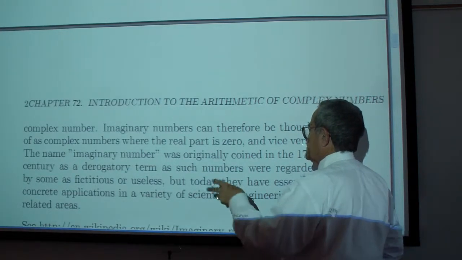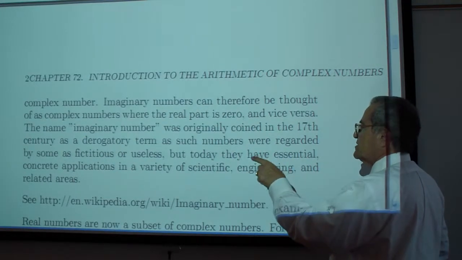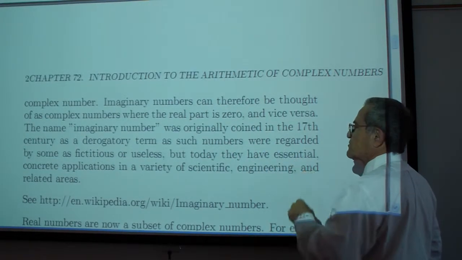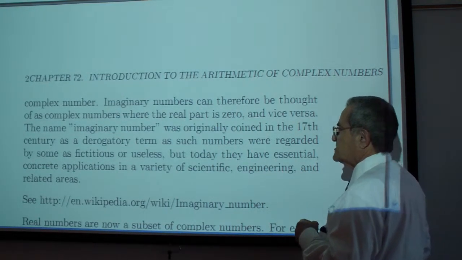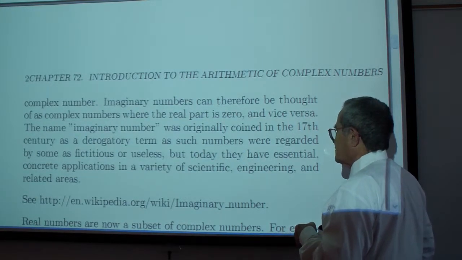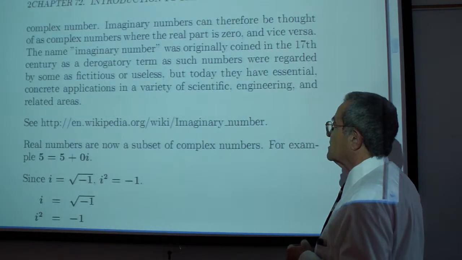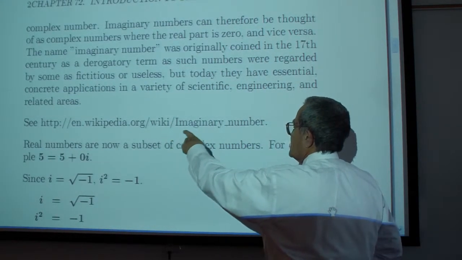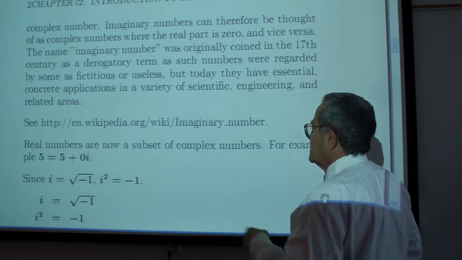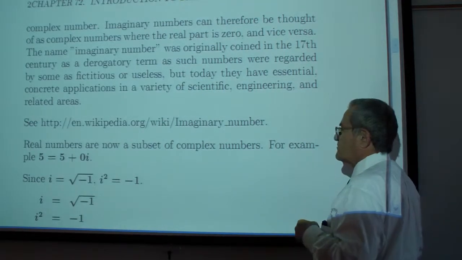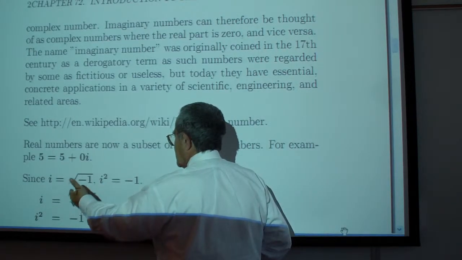The name imaginary number was originally coined in the 17th century as a derogatory term, as such numbers were regarded as fictitious or useless, but today they have essential concrete application in a variety of scientific, engineering, and related areas. Look at Wikipedia, imaginary numbers, and you'll see some interesting things. Real numbers are now a subset of complex numbers. For instance, 5 can be written as 5 plus 0i.